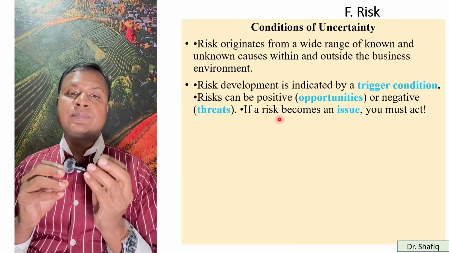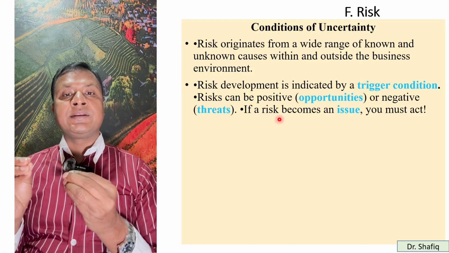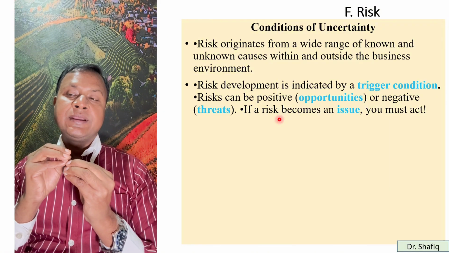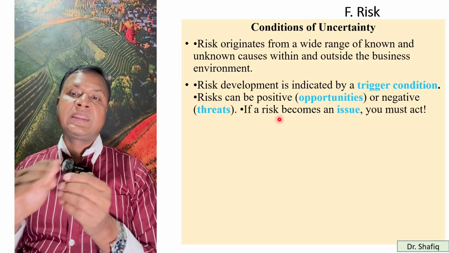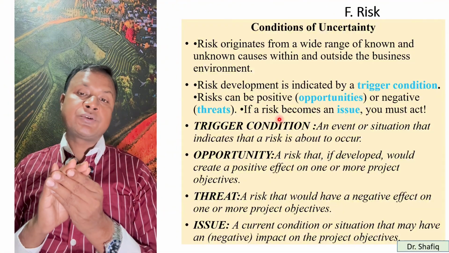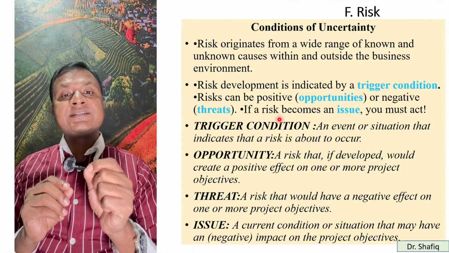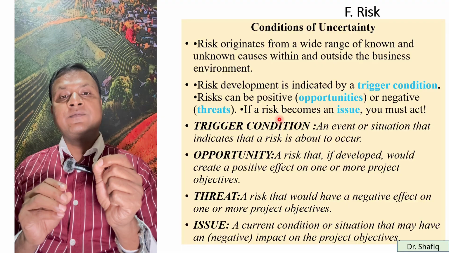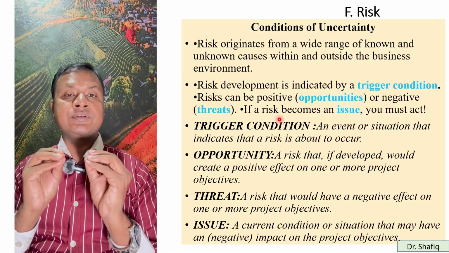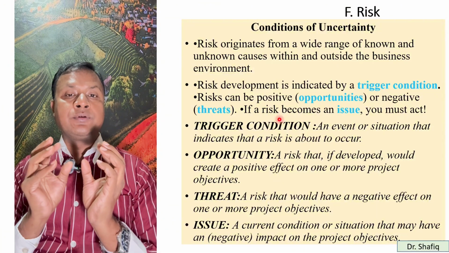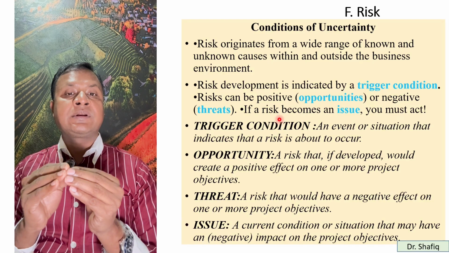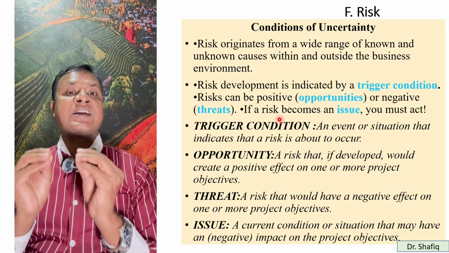Risk can be positive, like opportunities. It can be negative, like threats. If a risk becomes an issue, you must act properly. So what is a trigger condition now? It's an event or situation that indicates that a risk is about to occur. For example, you find that there is a huge airflow or cyclone, so you are assuming that a tsunami or flood or some kind of devastating situation is coming.